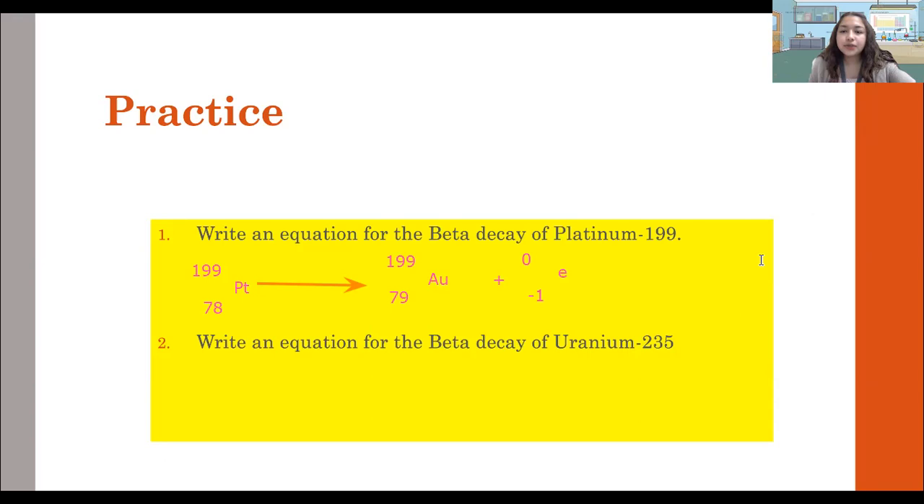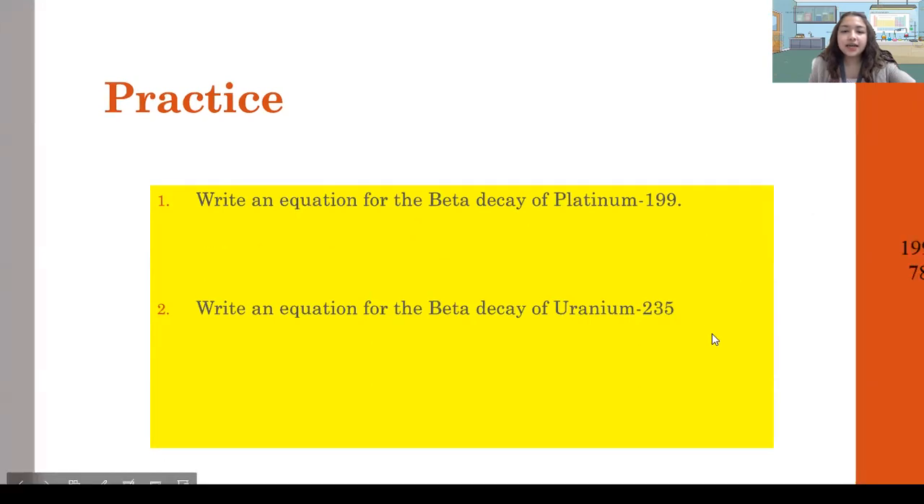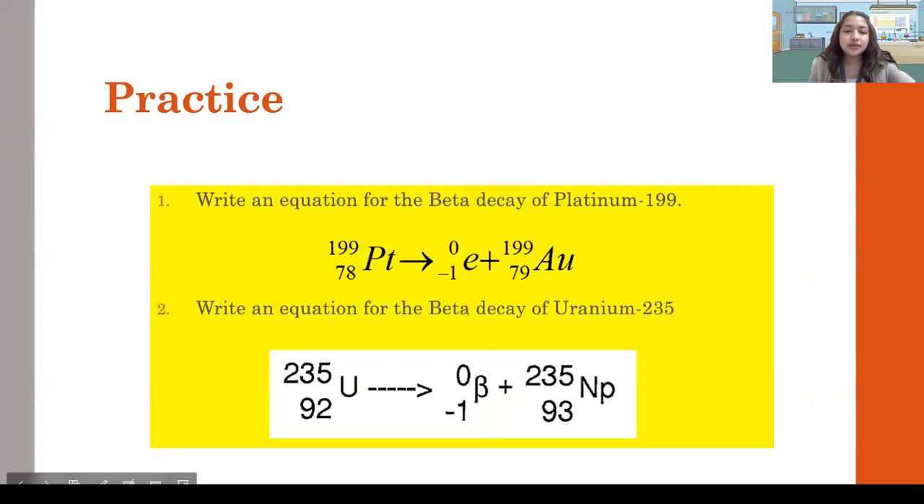And you can try to figure out the last one on your own. I have the answer on the next slide so that you can check your work. There it is.